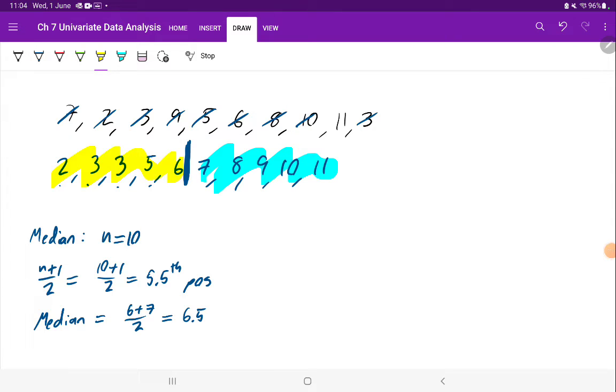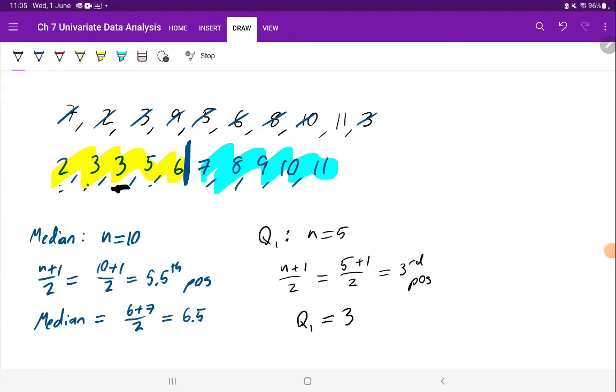Alrighty, so let's work out our Q1 and our Q3. So for Q1, n is equal to 5, as is the same for Q3. And we get n plus 1 over 2, 5 plus 1 over 2, 6 over 2 is 3. So it's in the third position, which is 1, 2, 3, 3. So Q1 is 3. And then similarly for Q3, it's also going to be in the third position because n also equals 5.